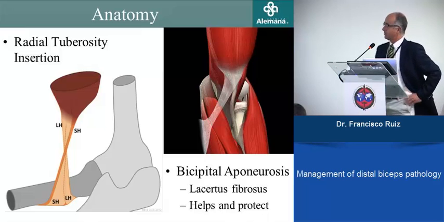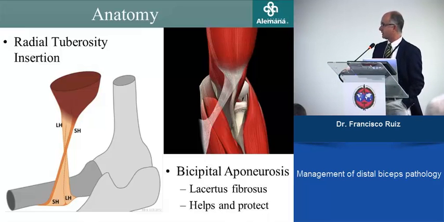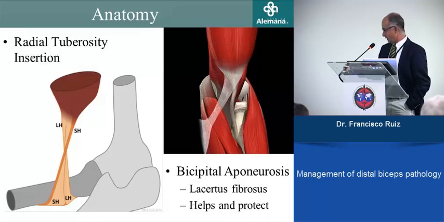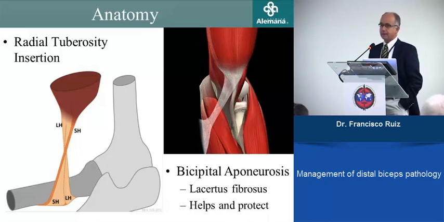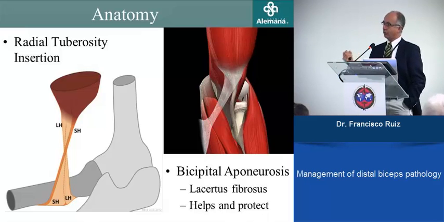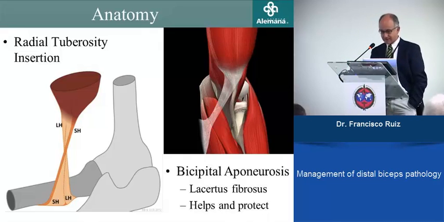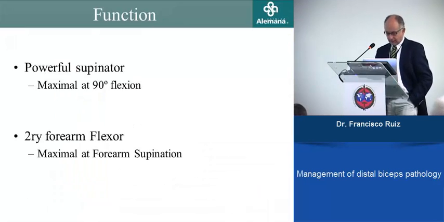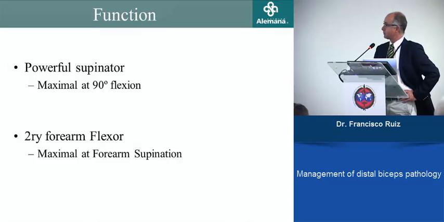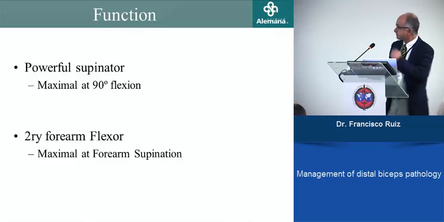On the other hand, we must remember the presence of the bicipital aponeurosis, called the lacertus fibrosus. It has a double way of working. One of them is helping the vector of force of the distal biceps moving from the radius to the ulna, and the other is protecting the neurovascular bundle. We all know the function of the biceps as a powerful supinator, having the forearm in 90 degrees flexion, as well as a secondary forearm flexor at the maximal forearm supination.